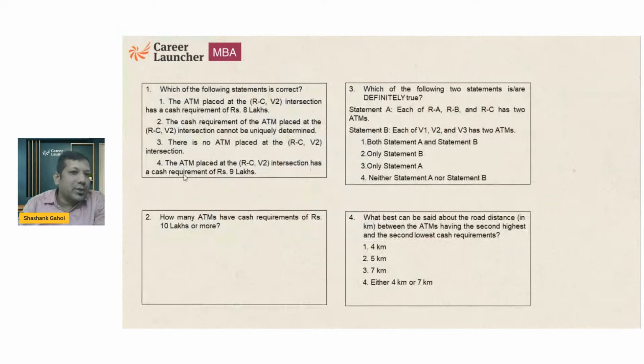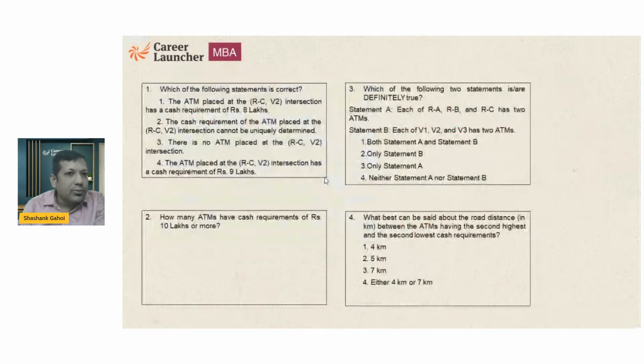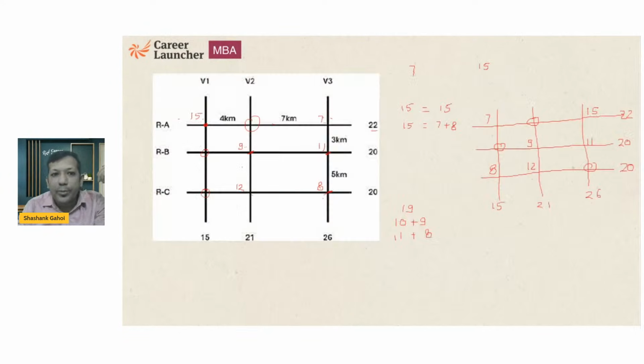Now I'm going to solve the question. Which of the following statements is correct? The ATM placed at RCV2 has 8 lakhs. So 8 lakhs is definitely not sure, so definitely it can't be correct. Okay. The cash equivalent in ATM placed in RCV2 cannot be uniquely determined. So RCV2 is definitely 12 lakhs. This is what I know.